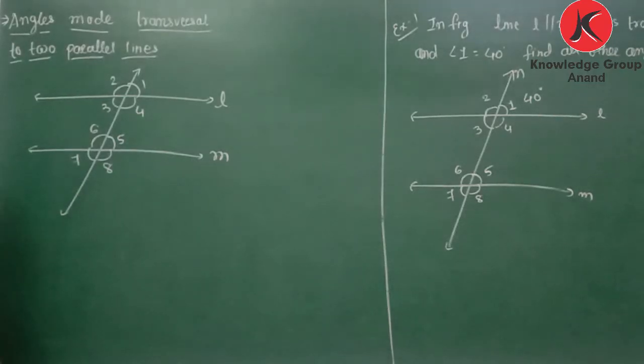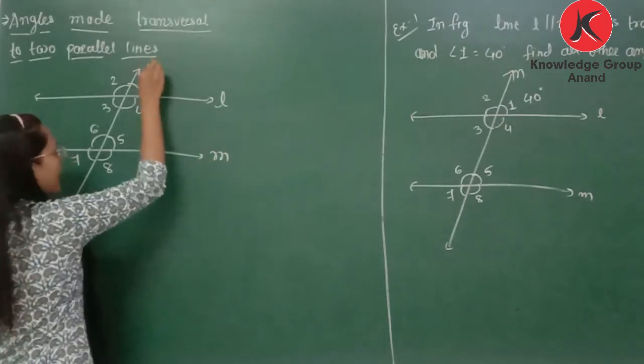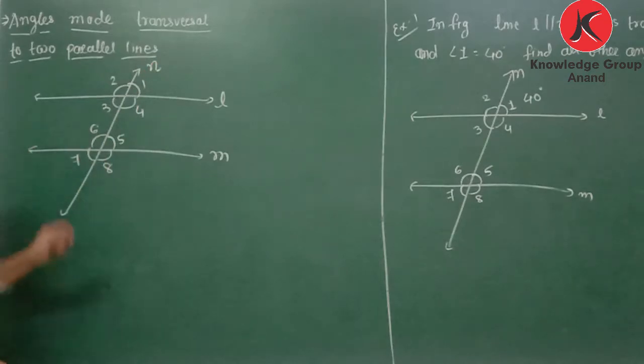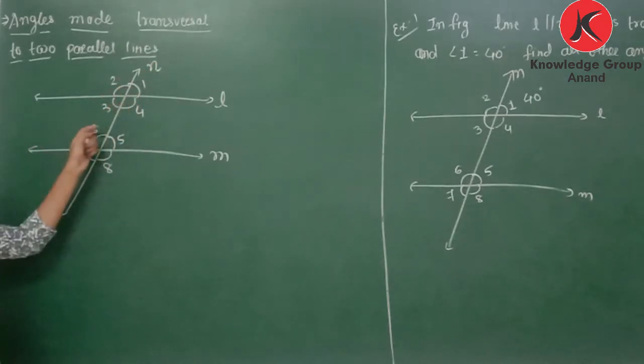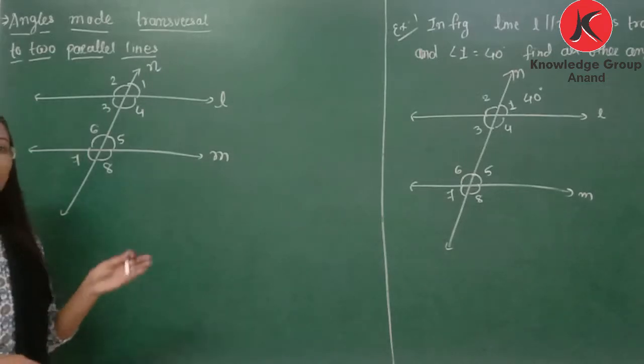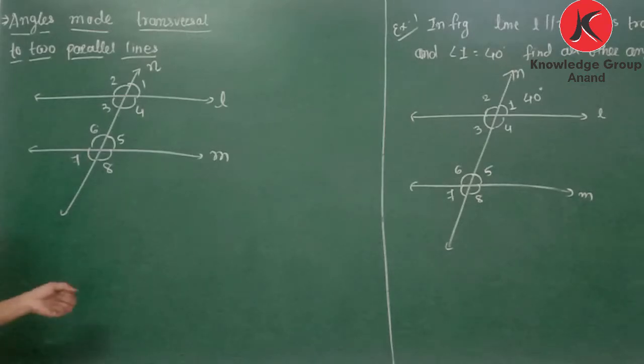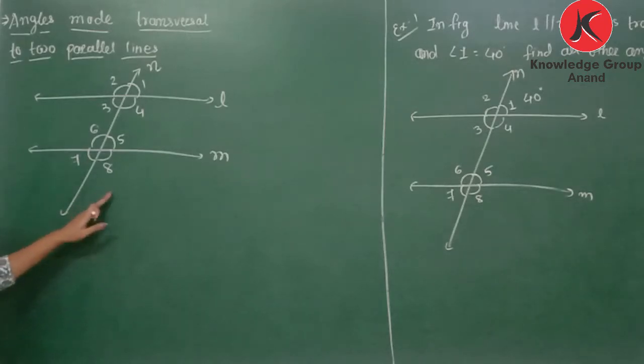Now, angles made by transversal of two parallel lines. If lines are parallel, then angles formed by transversal. If we consider this line M and N, this is line N, that is a transversal, and angles formed 1, 2, 3, 4, 5, 6, 7, 8. So, which kind of pair is formed? So, already we know that alternate angle, interior angle, exterior angle, corresponding angles, angles on one side of transversal. So that pair is formed in parallel lines also.